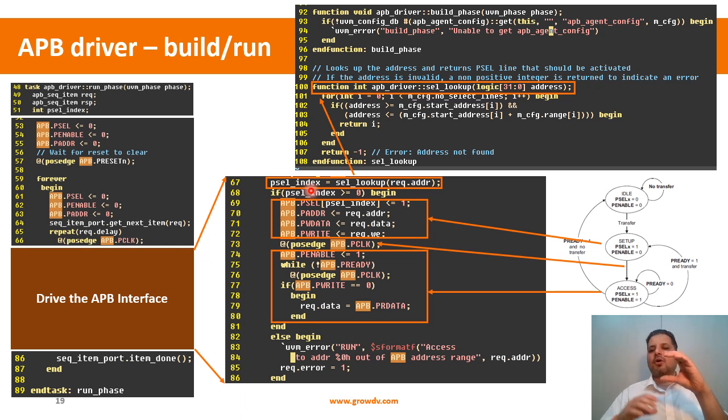So we can have multiple decode ranges. We matched it up, and the corresponding index is now returned. And that PSEL index, if none of them matches, of course it's returning -1, which is an error condition.